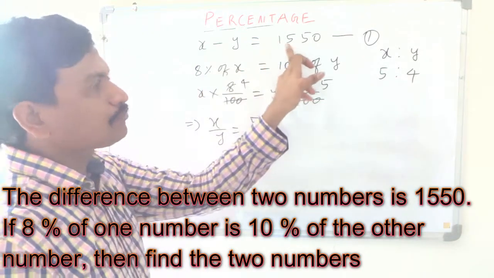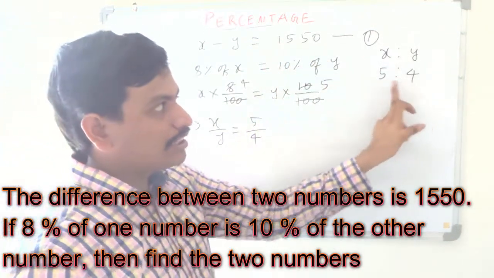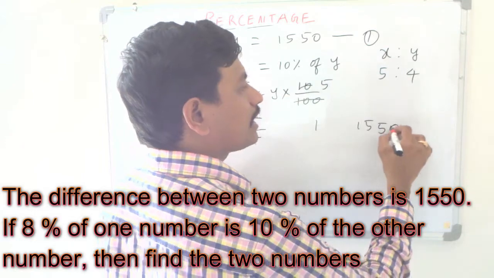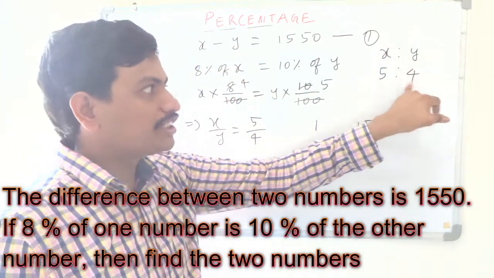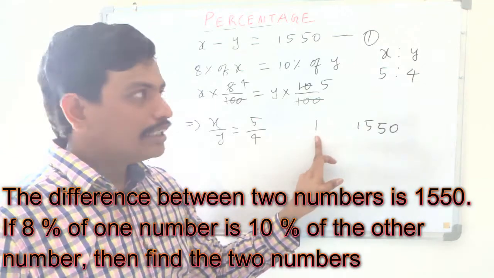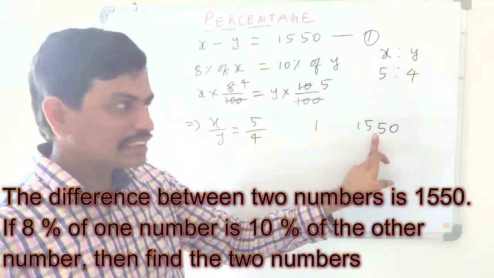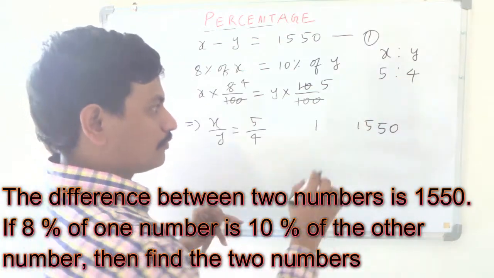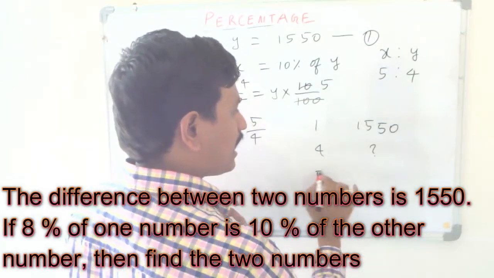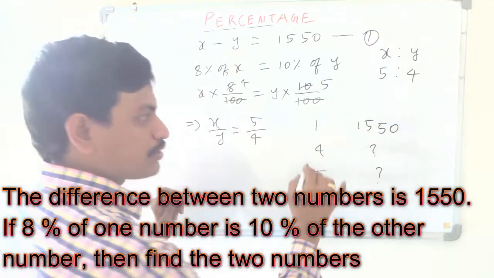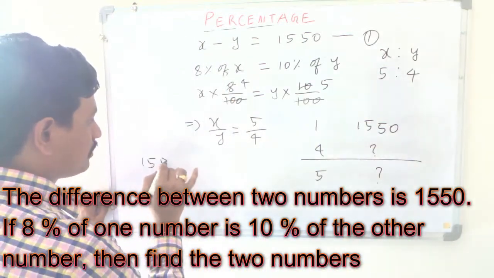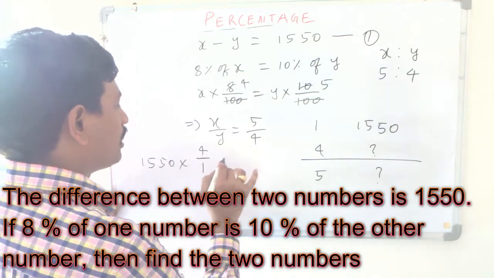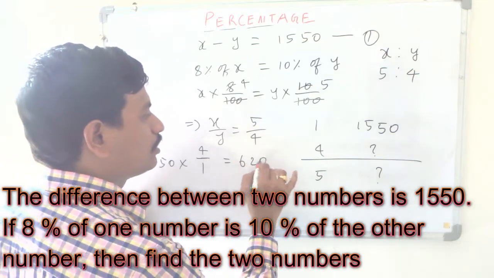The difference between the two numbers is 1550. The difference here, 5 minus 4, is 1. If 1 is 1550, just listen again, I'll explain. After getting the ratio 5:4, the difference is 1. Here the difference of the numbers is 1550. That means one part is nothing but 1550. So we need to find two numbers. We can get 4 as well as 5. First find 4. So 1550 multiplied by 4 by 1. So 1550 into 4 is 6200.